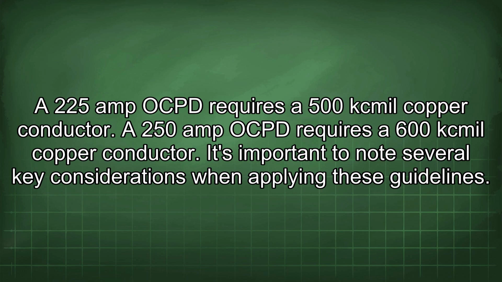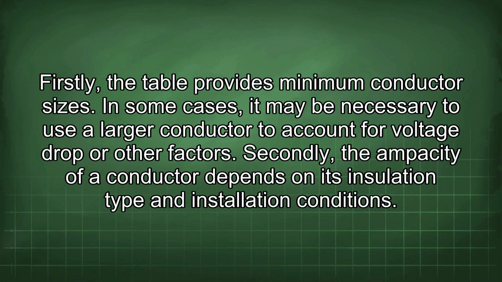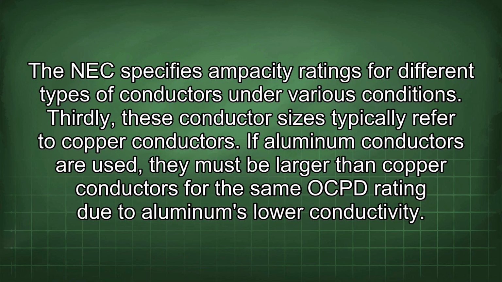It's important to note several key considerations when applying these guidelines. Firstly, the table provides minimum conductor sizes. In some cases, it may be necessary to use a larger conductor to account for voltage drop or other factors. Secondly, the ampacity of a conductor depends on its insulation type and installation conditions. The NEC specifies ampacity ratings for different types of conductors under various conditions.